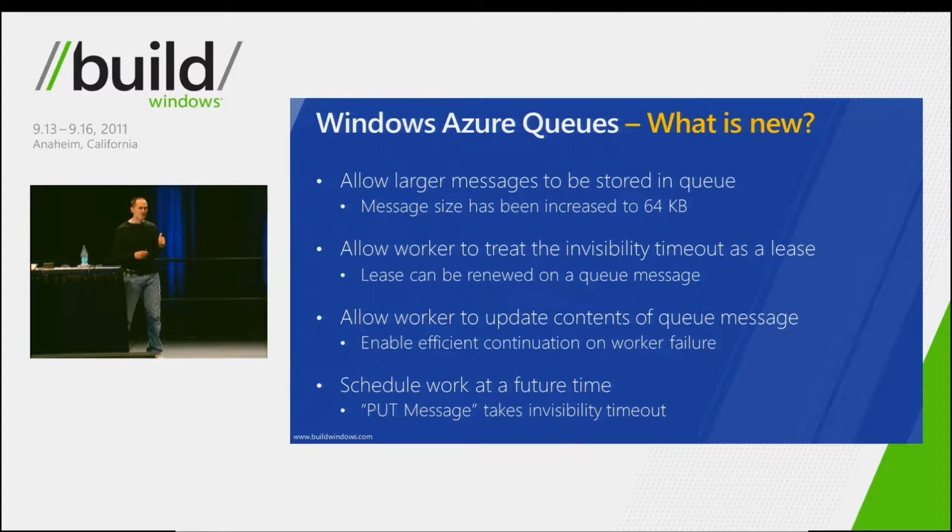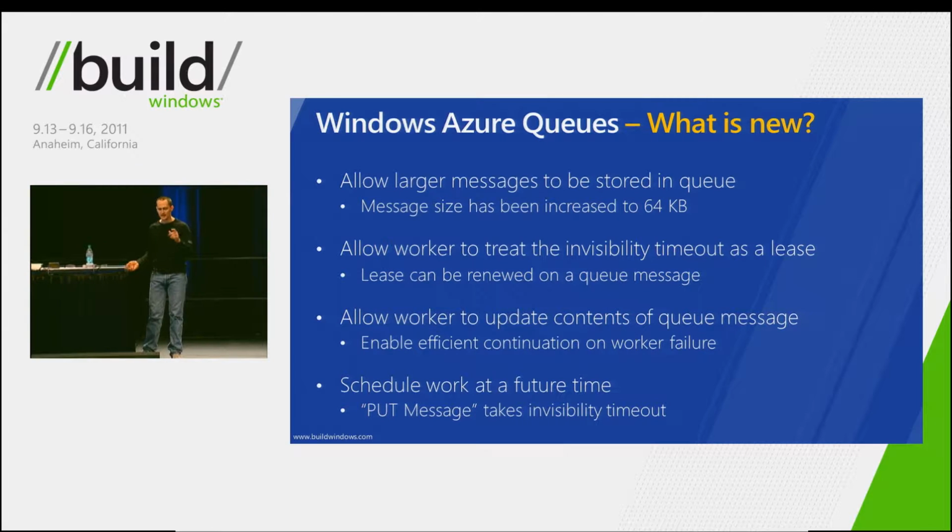Then we also allow you to actually schedule future work. So when you do a put, you can actually specify that invisibility time. So you can say, put this message in the queue, but don't make it visible for 2 more hours. So that message is sitting in the queue. Nobody's going to see it. And then as 2 hours go by, it'll appear, and then somebody can process it and do the work.